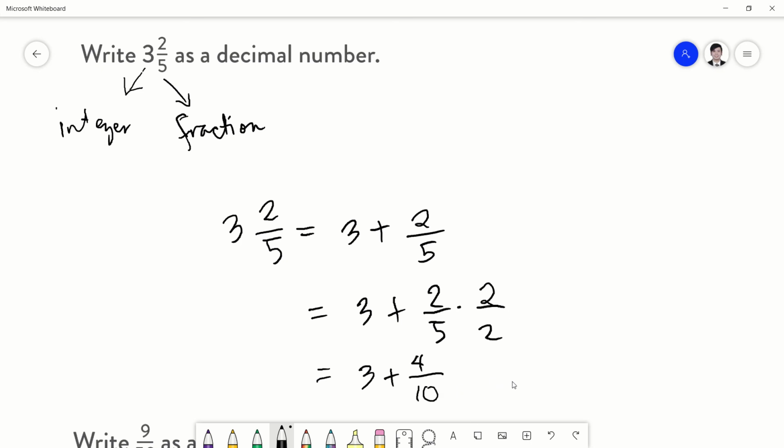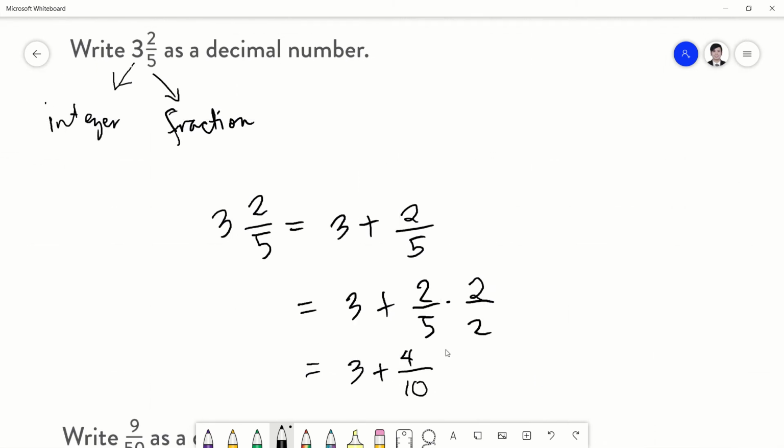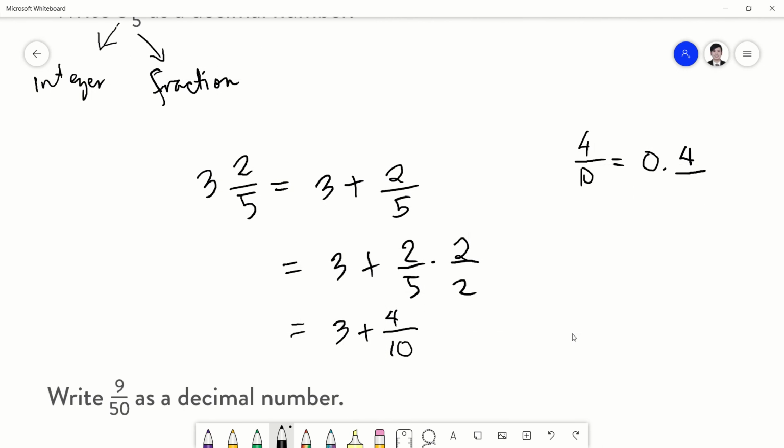So if you have 4/10 already, that means we can rewrite 3 plus 4/10 into decimal already. So again, 4/10 is equal to 0. tenths place, so 1 decimal place. So then you put 4 here. And you can have your answer already, which is 0.4, and you just have to change the 0 with 3. So 3.4.